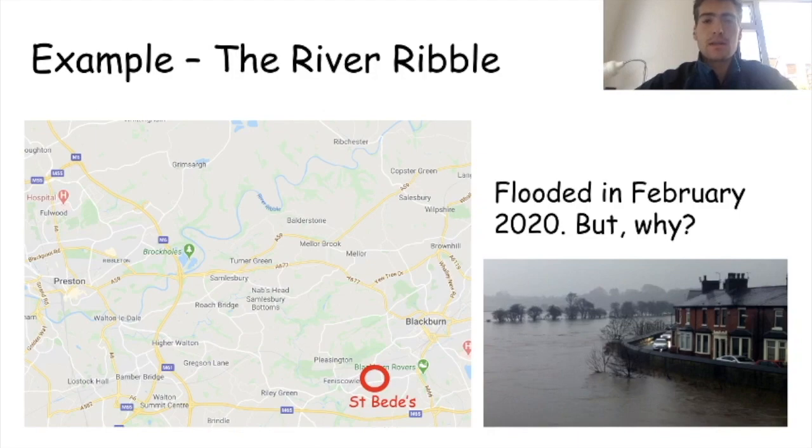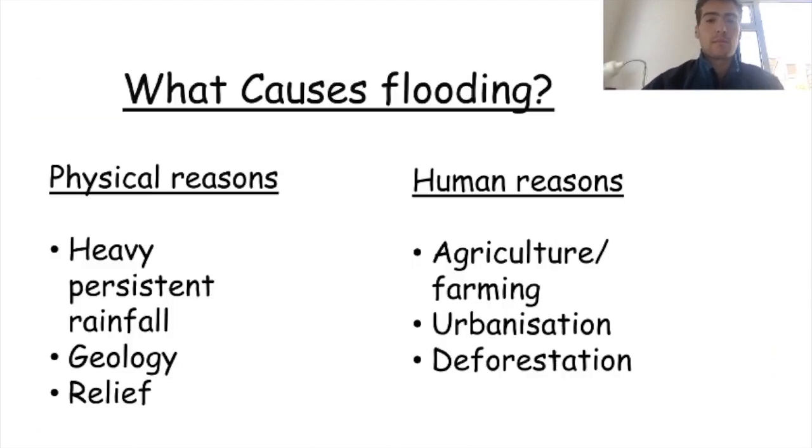So, in this lesson, we're going to look at an example, which is the River Ribble. In February 2020, the River Ribble flooded, and we're going to look at some of the reasons why. If you look at the map as well, you can see that the River Ribble is kind of a local river to us. You can see not too far away from Blackburn and Bede. So we're going to look at that as a little bit of a case study.